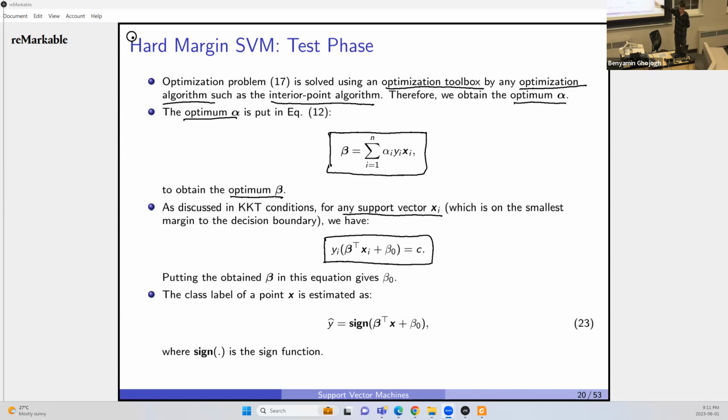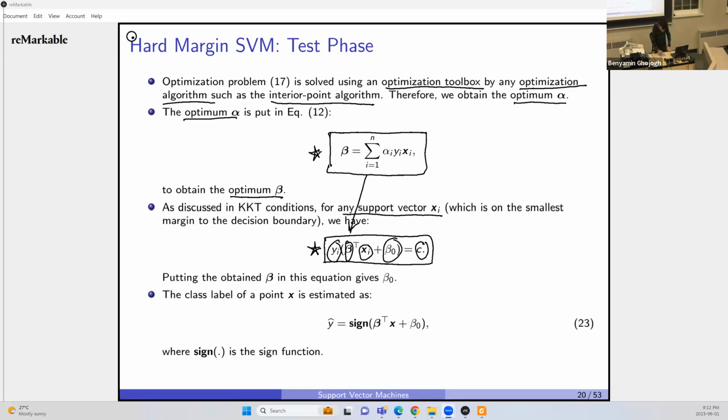Okay, do you agree? Now, I want to find beta zero. So I had alpha, and using it I found beta. Then I take one of the support vectors and put it in this formula. I have beta from the previous equation. I have yi also, the data xi and label yi of one of the support vectors. I have beta. I have c, a constant from the optimization. Then beta zero is optimal. Usually they put c equal to one in the literature.